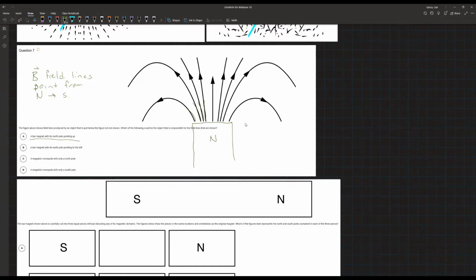Let's see here, B. A bar magnet with its north pole pointing to the left, no. A magnetic monopole, as far as we know, those do not exist. So A is our best answer choice. If these magnetic field lines happened to radiate away from the north end and they told us that this was a magnet, then maybe we could go with C. But that's not the case. As far as we know, we do not have monopoles in magnetism.